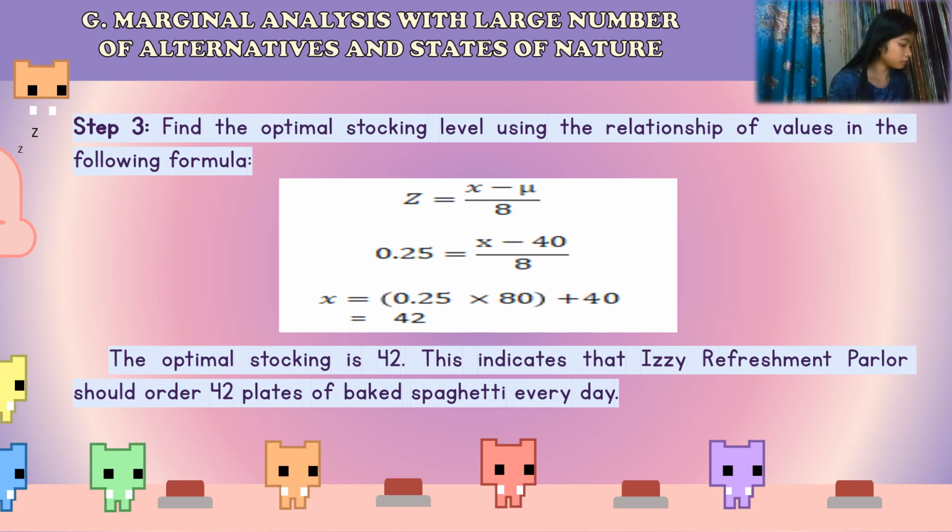0.25 times 8 is equal to 2. And yung 2 na yon is i-add natin sa 40. So, 2 plus 40 is equal to 42. And there we go. We have the optimal stocking level of 42. This indicates that Easy Refreshment Parlor should bake spaghetti every day.